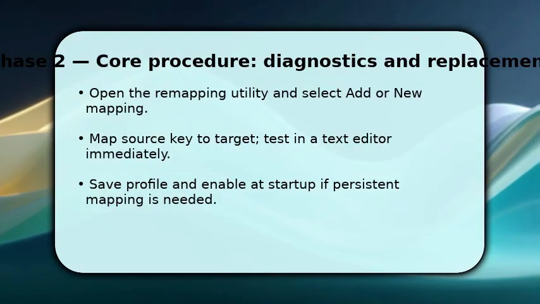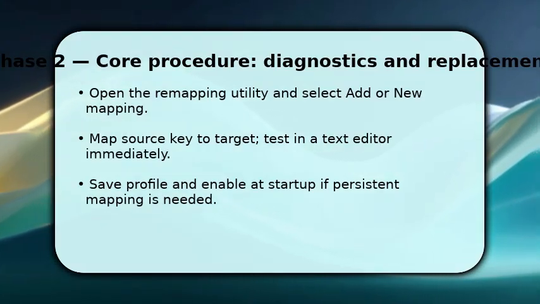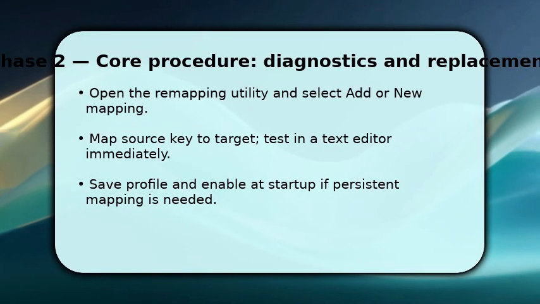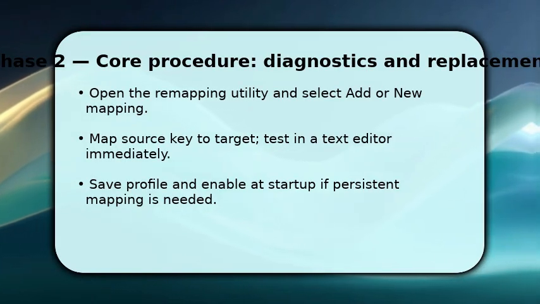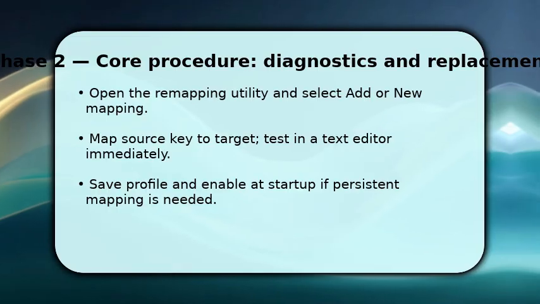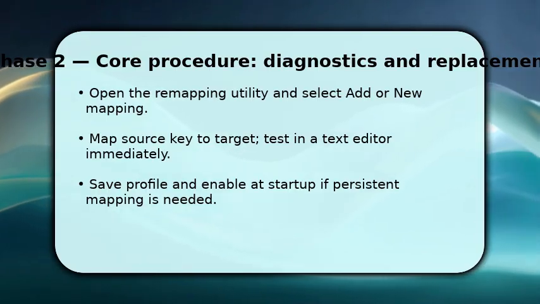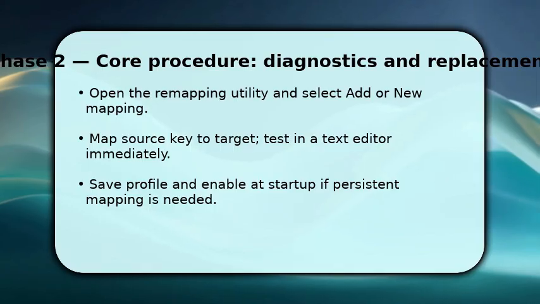You now define the actual remap. Open your chosen tool and add a new mapping. Pick the source key, then pick the target key. For Windows PowerToys, click Keyboard Manager, remap a key. For Karabiner, edit the JSON or use the GUI.